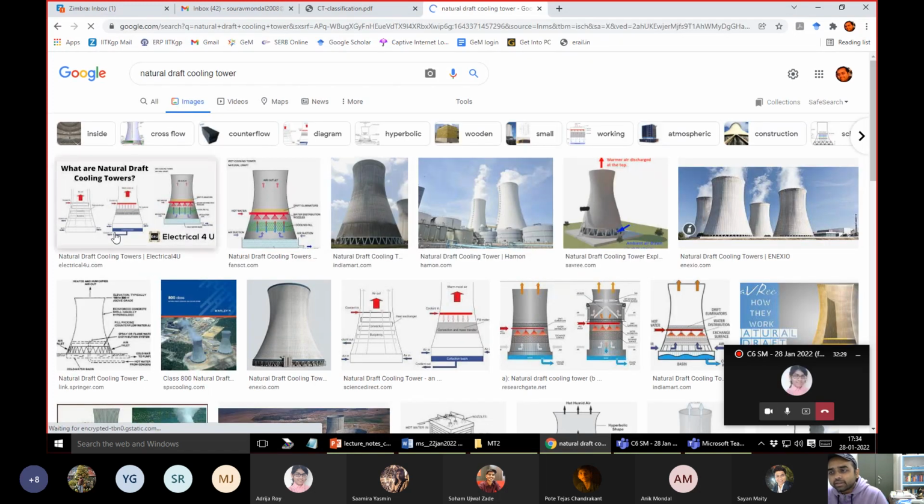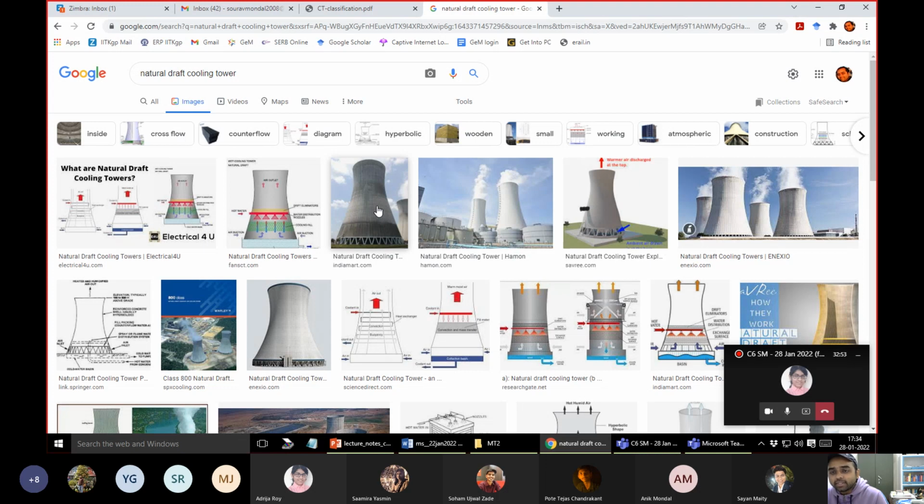So these are the pictures of a natural draft cooling tower, and they are really big and huge in size because the airflow through these towers is by natural action, right? You do not induce or mechanically force the airflow through these towers, and to have a reasonable amount of airflow, these towers are really big and the base is quite large.